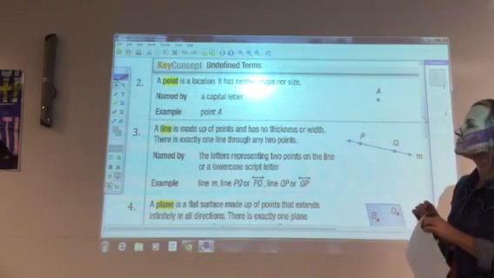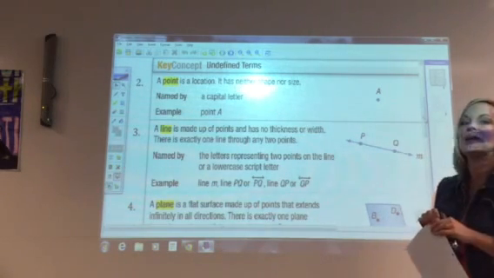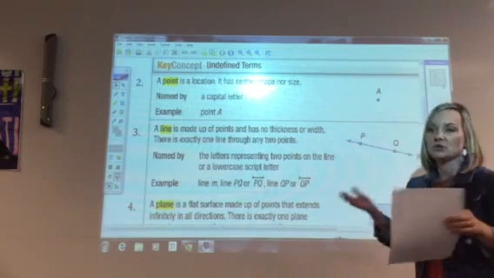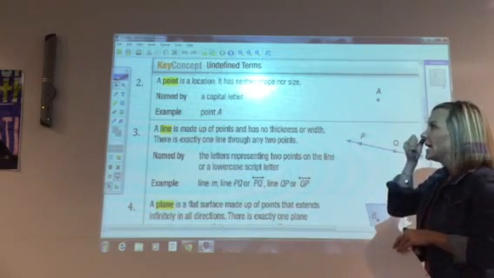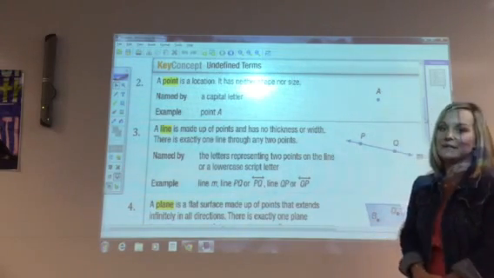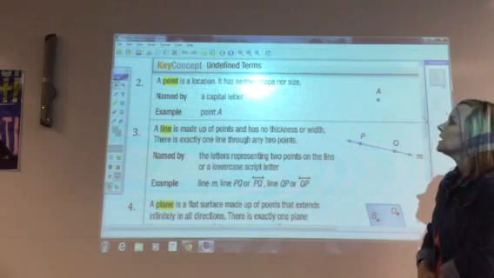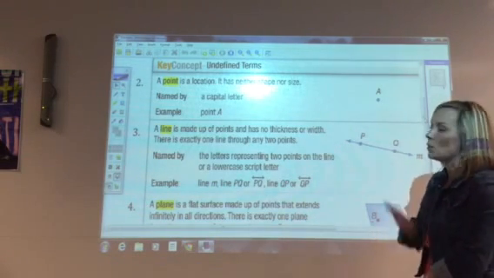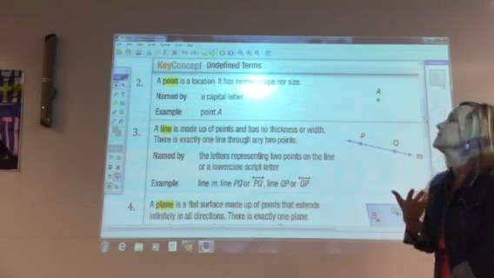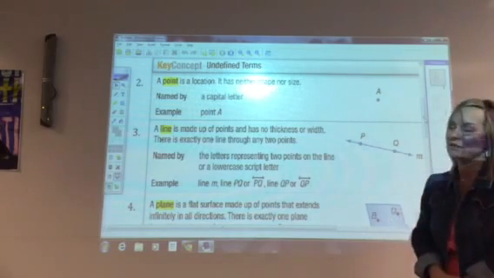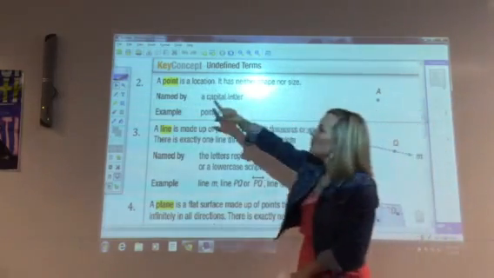The first thing I want to mention is that in geometry we have defined terms, which of course have a formal definition, and then we have what we call undefined terms, which are terms that do not have a distinct definition to describe them. In other words, they use words to describe what they look like and things like that, but they do not have a formal definition. The first one would be point.